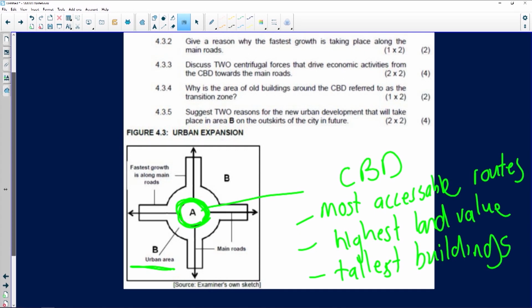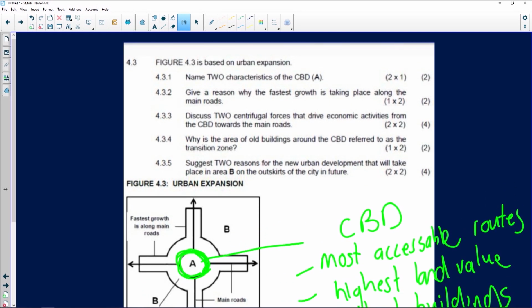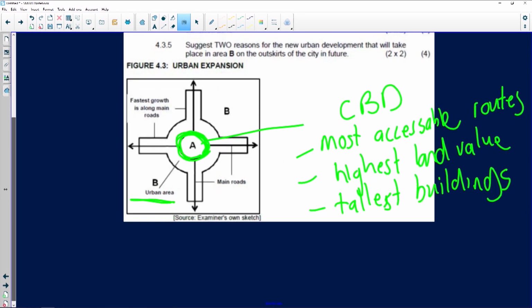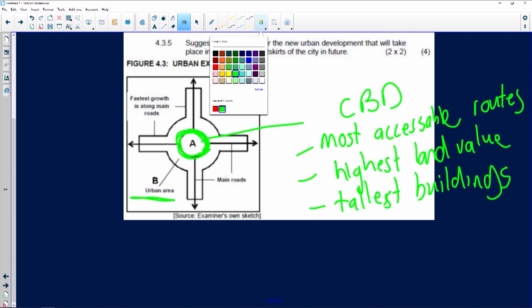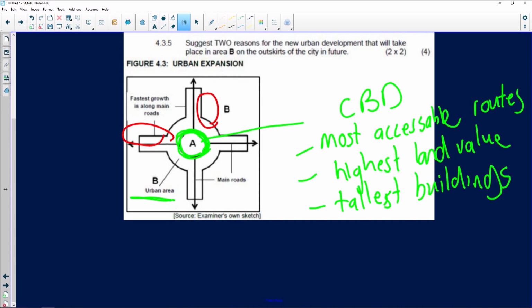If we look at our next question, give a reason why the fastest growth is taking place along the main road. Now, simple reason, why does the fastest growth take place next to the main road? Because it gives people more access. That's the reason why. It makes it so much easier for people to move from their house to go to work on a daily basis.